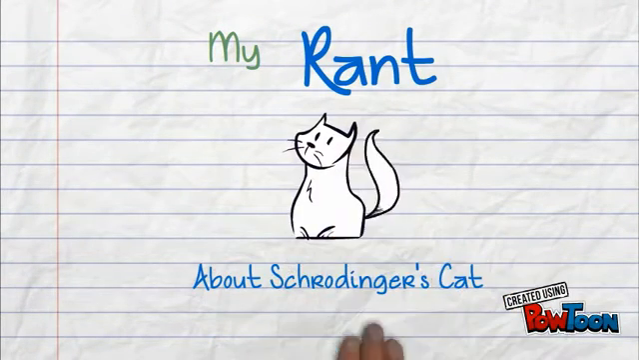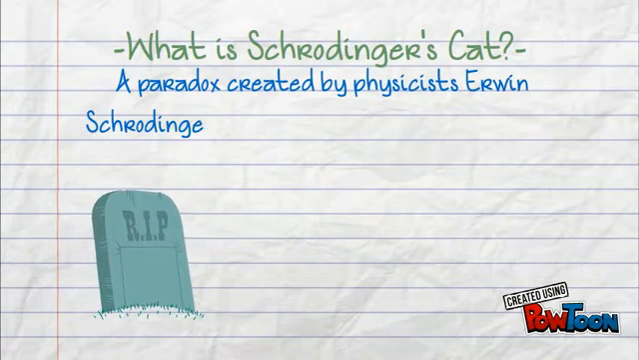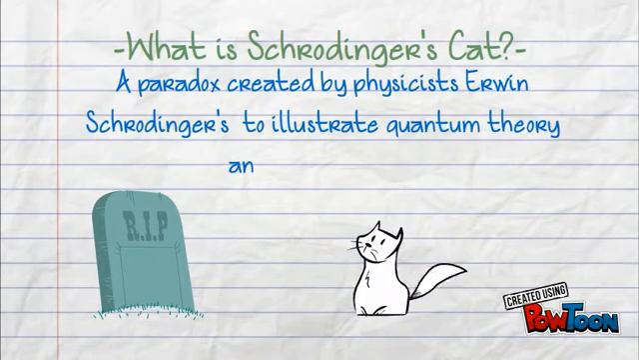My name is Glaimi Hernandez, and this is my rant on Schrodinger's cat. Schrodinger's cat is a paradox created by physicist Erwin Schrodinger to illustrate quantum theory and the concept of superposition.